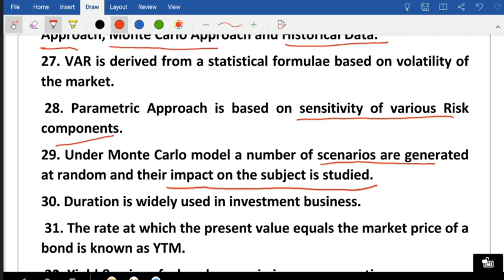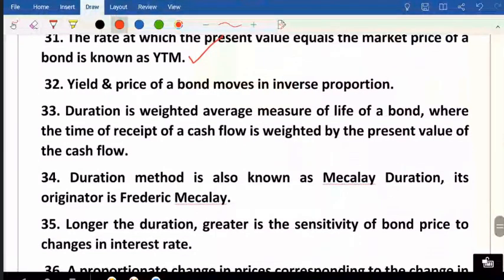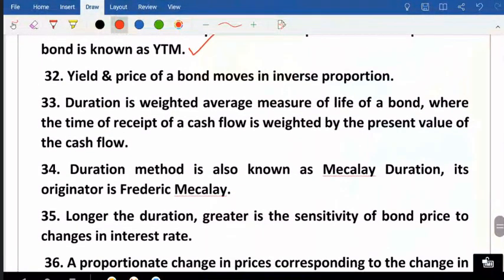And duration is widely used in the investment business. So in the investment business, the duration is very, very important. The rate at which the present value equals the market price of a bond is known as YTM. That we already discussed in the bond chapter of ALM. Okay. And yield and price move in inverse proportion. And duration is the weighted average measure of the life of a bond.